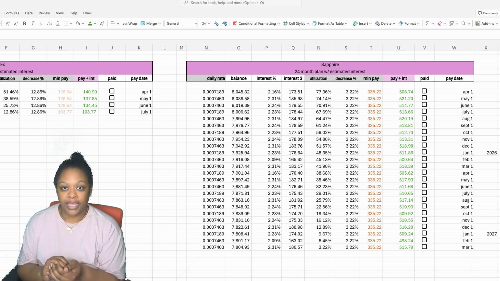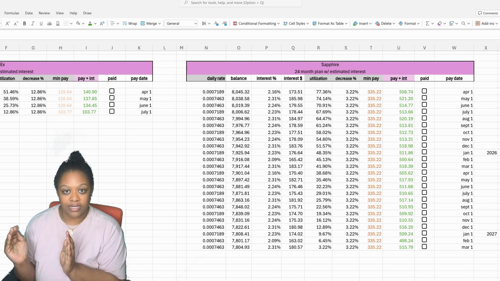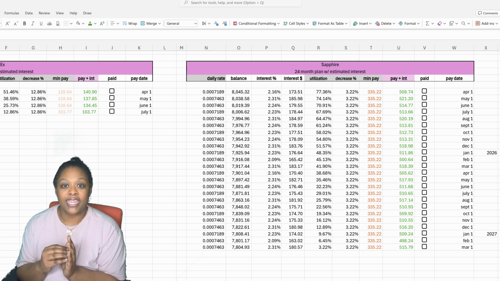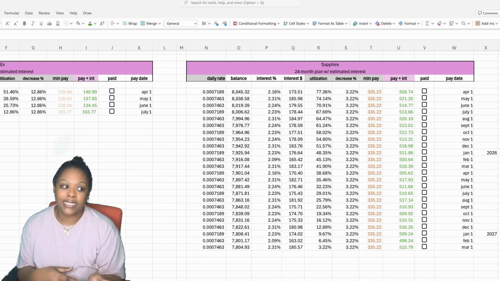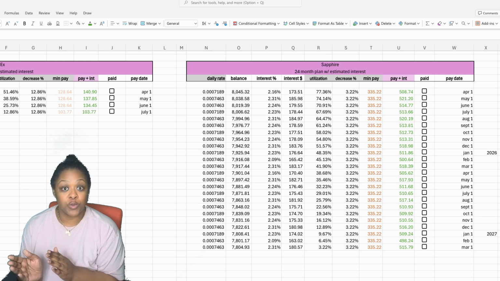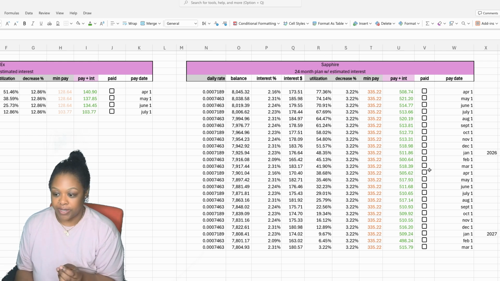Your daily rate is always going to be the same unless it's one of those months that's listed in your interest calculation where your months change. The interest percentage is always going to be based on the number of days in that billing cycle divided by the number of days in that month that your statement ends. So it should always be 30 or 31. And for 2026 and 27, February has 28 days. So I made that adjustment as well.